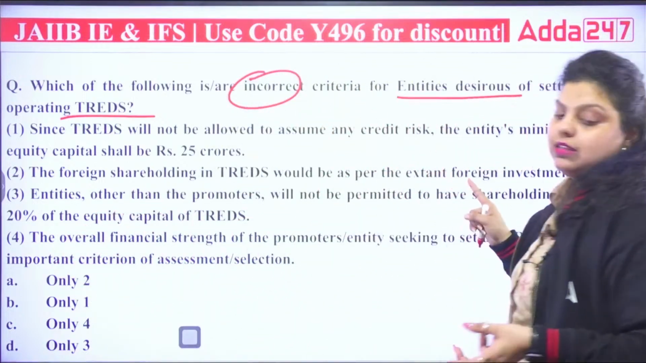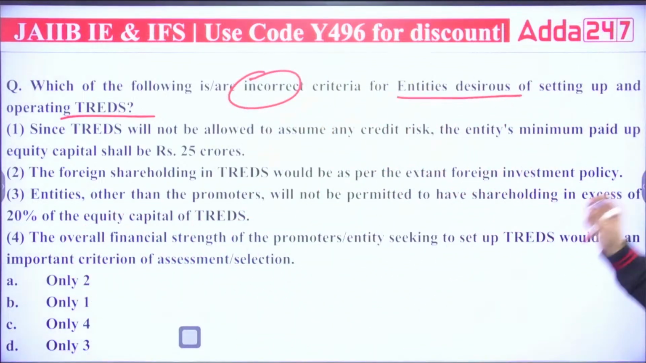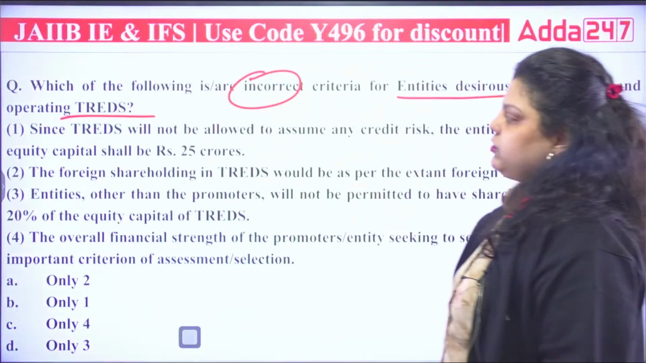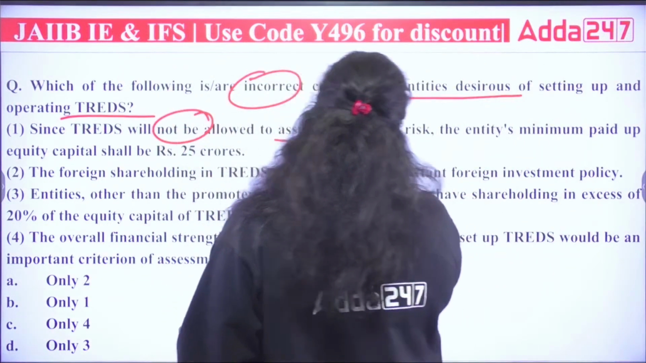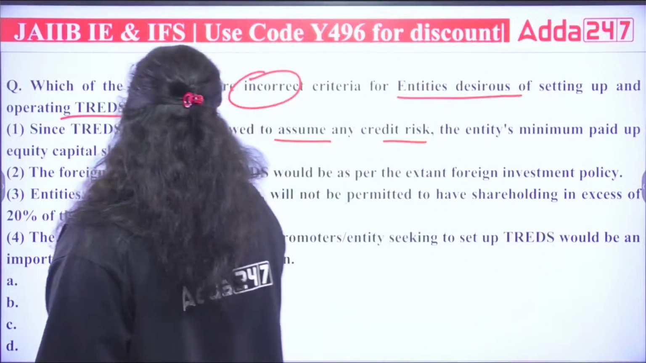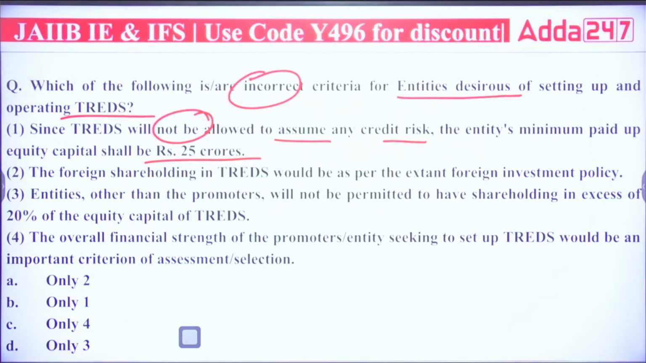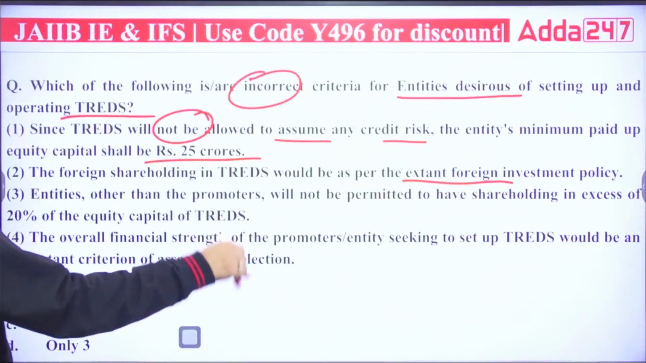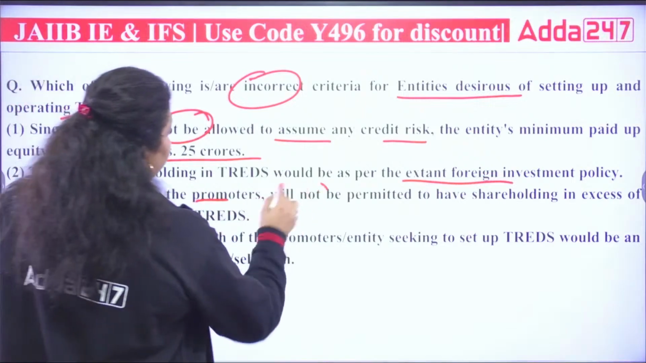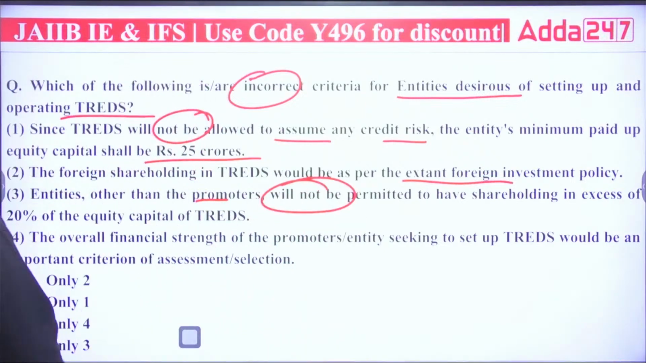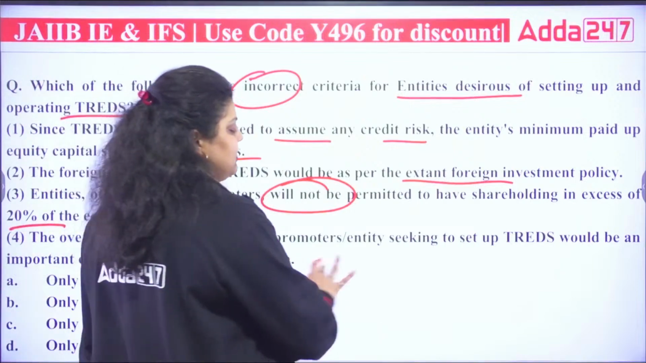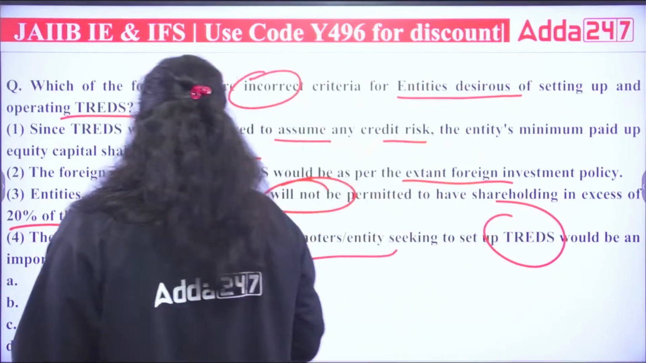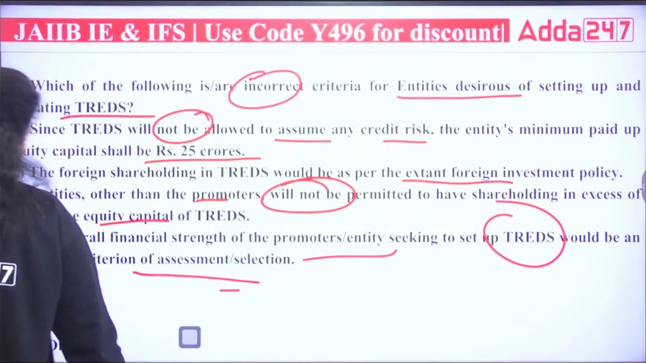In case of TReDS, the seller is only your MSME. Since TReDS will not be allowed to assume any credit risk, the entity's minimum paid up equity capital shall be 25 crore. Second, the foreign shareholding in TReDS would be as per the extent foreign investment policy. Third, entities other than promoters will not be permitted to have shareholding in excess of 20% of the equity capital of TReDS. Fourth, the overall financial strength of the promoters or entities seeking to set up TReDS would be an important criterion of assessment and selection.